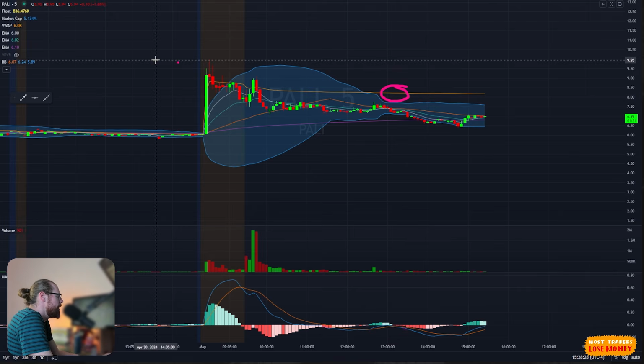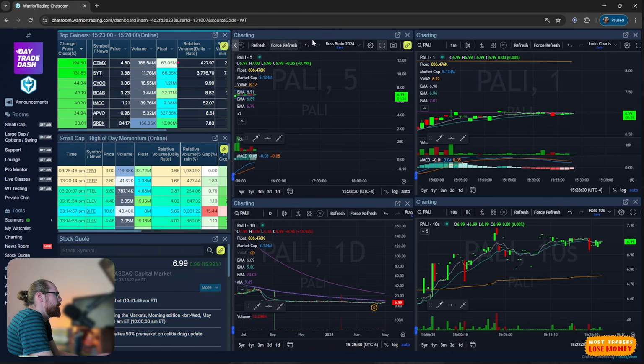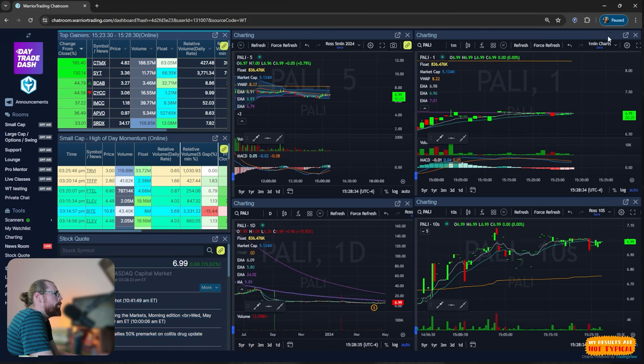So both of these have been a review on the 5-minute chart. So now what I'm going to do is I'm going to switch this to the 1-minute chart.